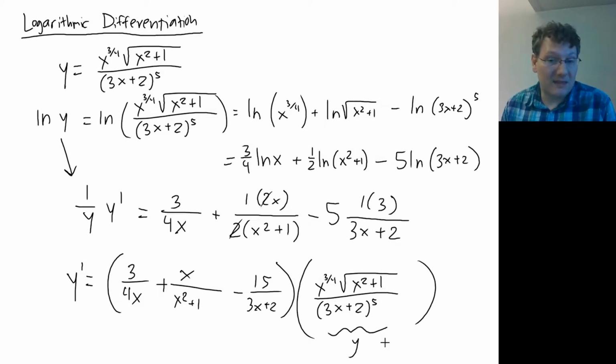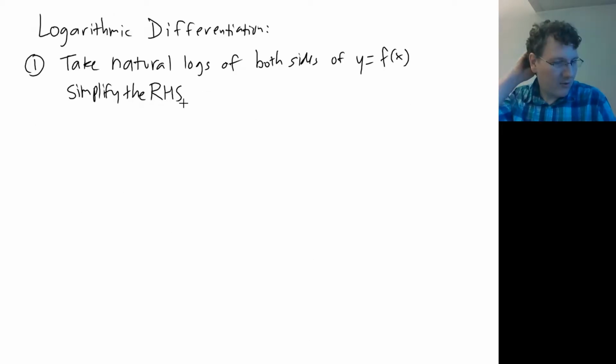So that, I think, is a little bit easier than using the quotient rule with this beast of a function, right? We didn't have to use the product rule. We didn't have to use the quotient rule. So pretty clever, right? Okay, so here's the steps.